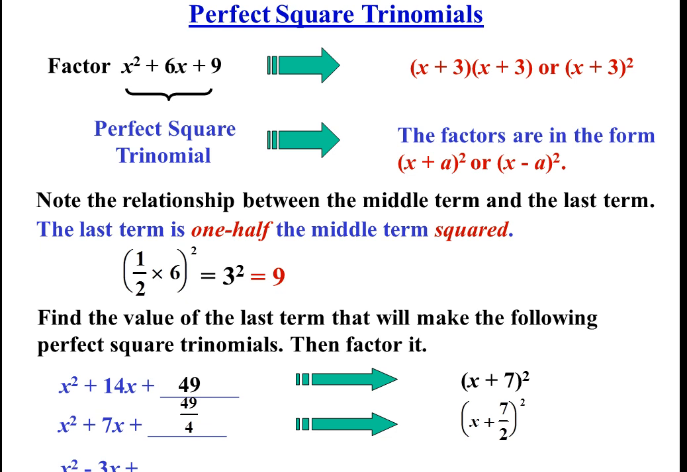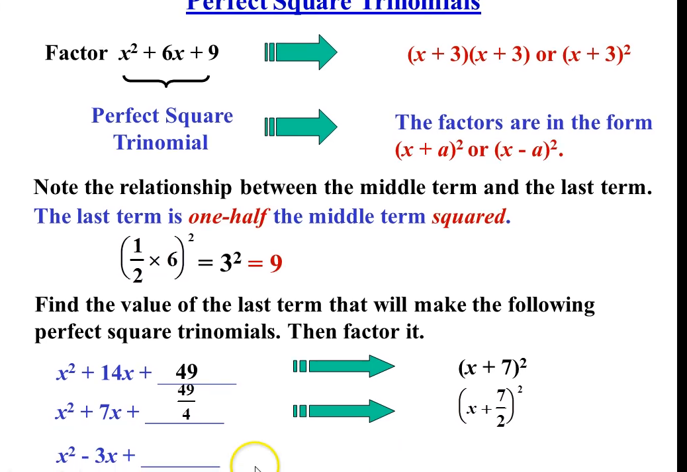And let's look at this last one. Take half the middle term, so half of negative 3 is negative 3 halves, and you square that, so negative 3 squared is 9, and 2 squared is 4. So we get 9 quarters. If I want to factor this then, factor as a binomial, x minus 3 halves. The square root of 9 quarters is 3 halves, and it's a negative sign in the middle, so x minus 3 halves all squared. Okay.